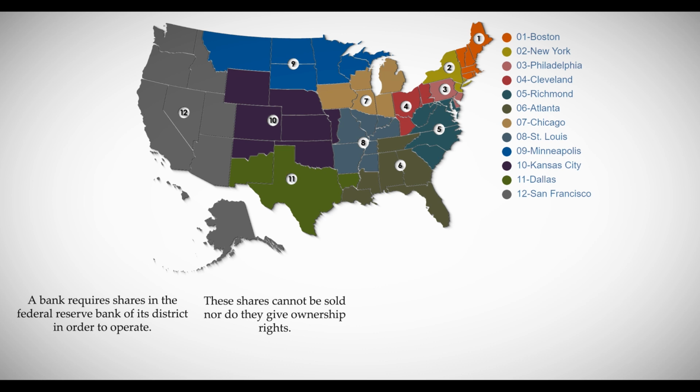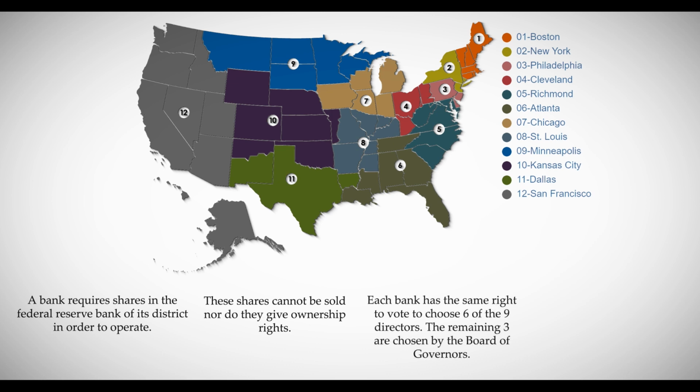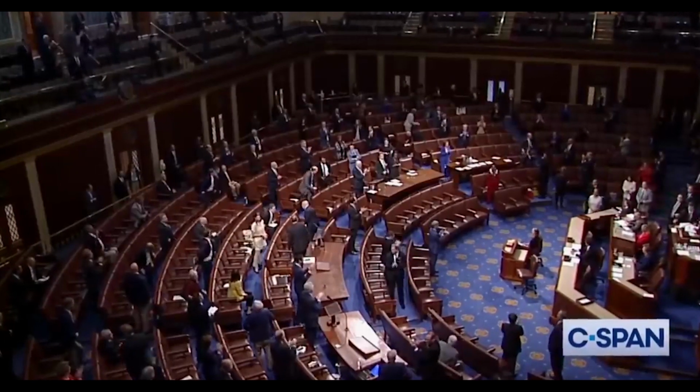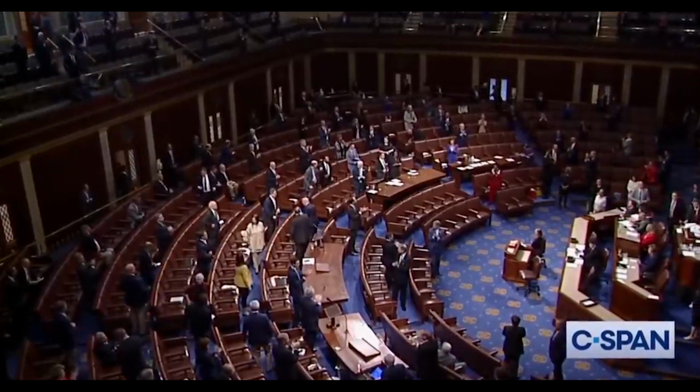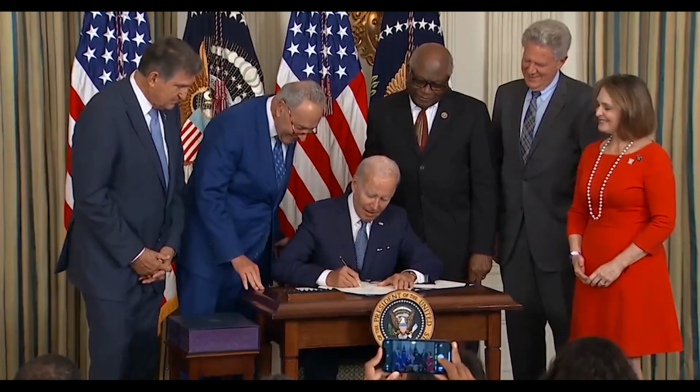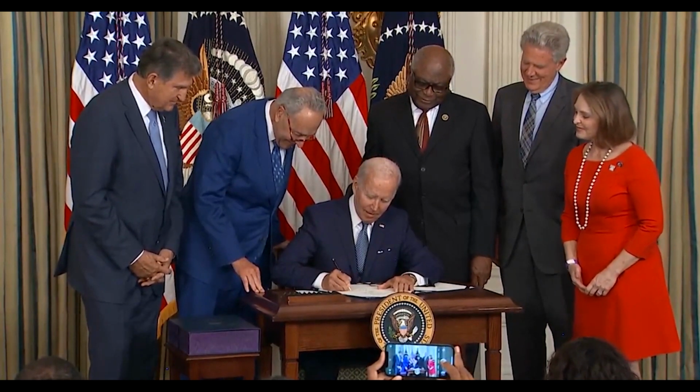These shares give them voting rights and dividends, but unlike common shares, they cannot be traded nor do they give them property rights. Each of these banks has 9 directors, 6 are chosen by the private banks, 3 by the Board of Governors, and a president who must be ratified by the Board of Governors. This means that the structure of the Federal Reserve is somewhat mixed, and control falls mainly on people chosen by the president and ratified by Congress, but with influence from the private sector.